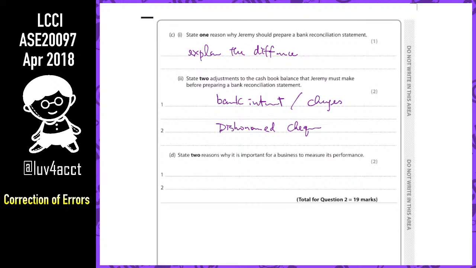State 2 reasons why it is important for a business to measure its performance. Of course, to make decisions, can I say? Make decisions for the future, for future operations.